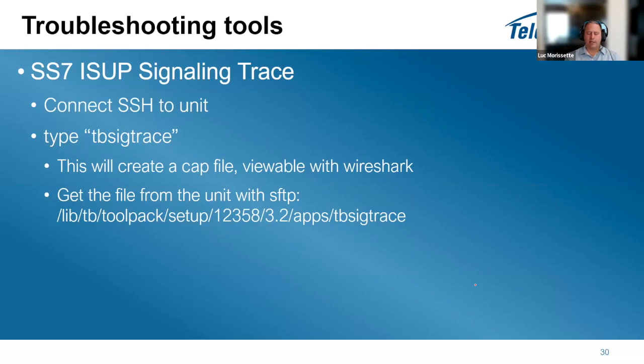So a lot of things we can do for this. You can see all the status of the SS7 ISUP. Once you've checked the status and everything looks okay, but you see there's a problem and you can't find it, it's a good idea to do a signaling trace. To do this, you need to connect to the unit and type TB6 trace. Automatically, that will create a capture file that is usable in Wireshark, and you can get this trace here. There is also a way to do a live signaling capture, and this is described in our troubleshooting tools on our wiki sites.